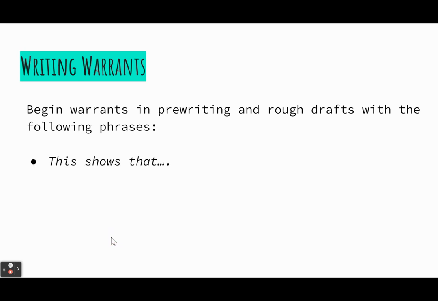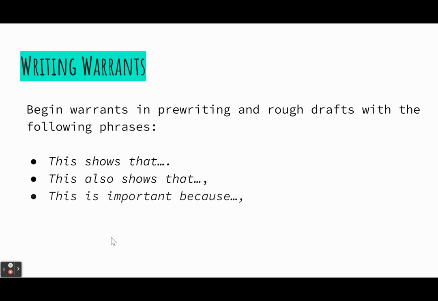A phrase like this shows that. This also shows that. This is important because this reveals that. This implies that. All of phrases like this do a great job of letting you figure out in your own head, what is the warrant doing? Why is the warrant there? Why is the data there? How does the data link to the claim? How does the claim link to the data?